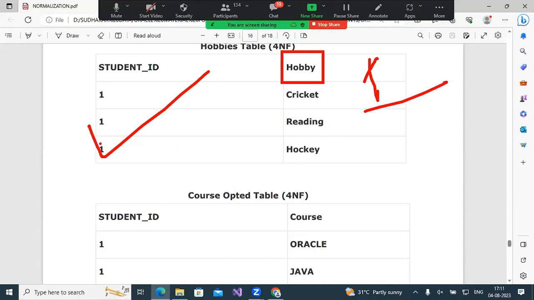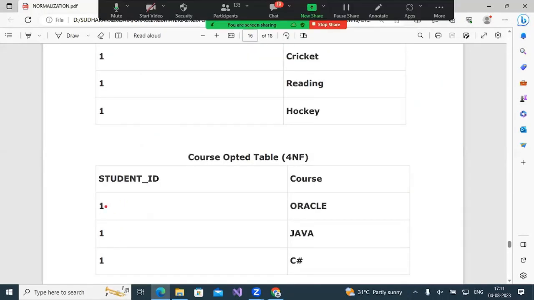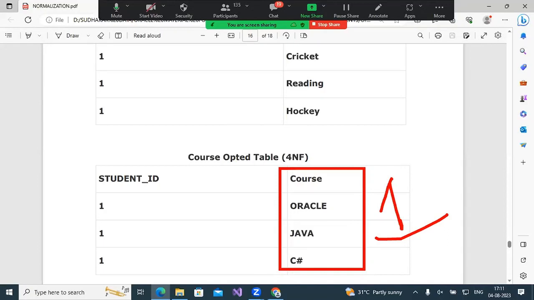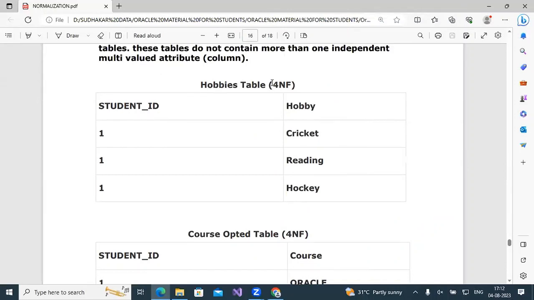Satisfied. In the second one you can see the same: the same column number maps with multiple values. Here how many independent multi-valued columns? Again one, so this is also satisfied. Both are satisfied. That's why I'm giving 4NF in brackets, and this is 4NF. Okay, this is the 4NF rule.